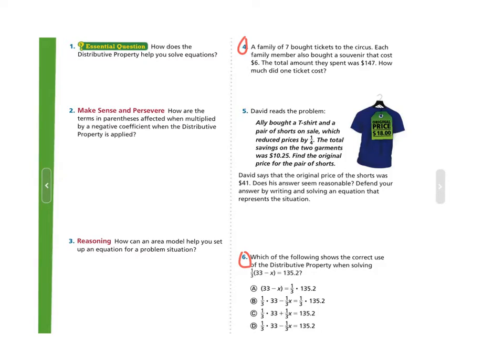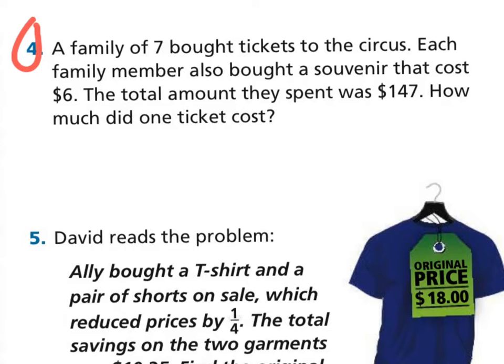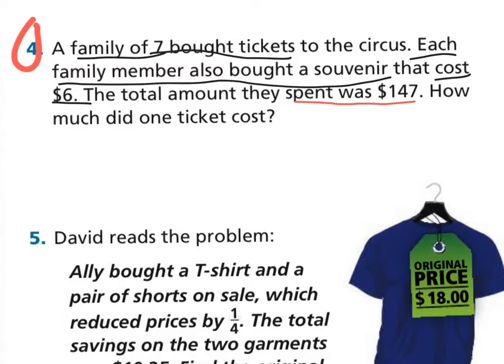So look at the Do You Know How number 4. A family of 7 bought tickets to the circus. Each family member also bought a souvenir that costs $6. The total amount spent was $147. How much did one ticket cost?